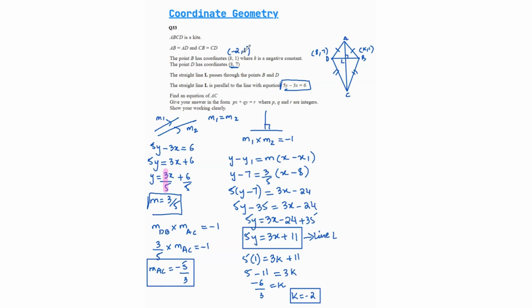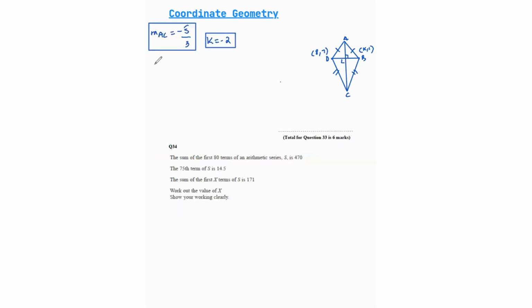Now that we have the coordinates of B, we can use that to find the midpoint of BD and then further use that to find our equation for AC. So B is (-2, 1). The midpoint of BD is going to be 8 minus 2, using x1 plus x2 over 2, comma y1 plus y2 over 2.